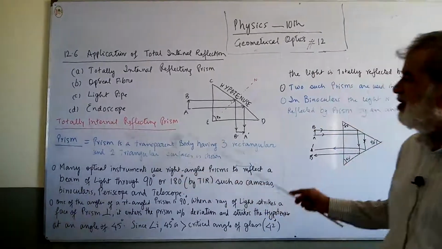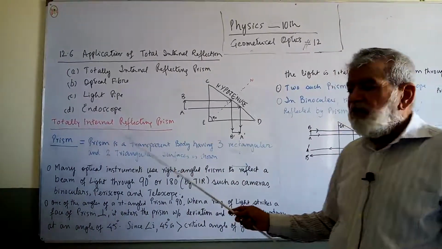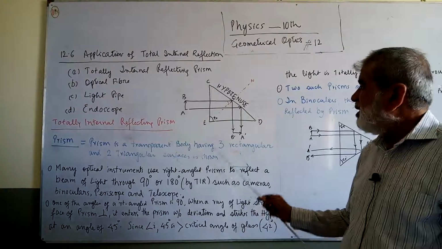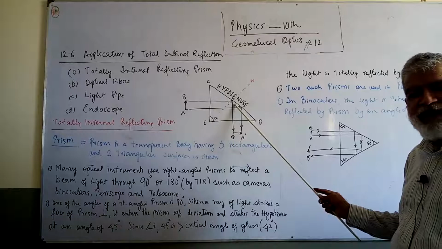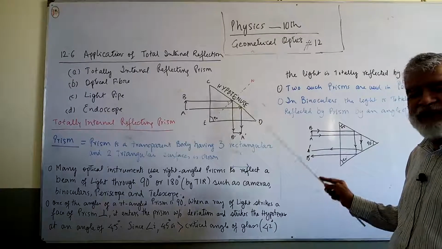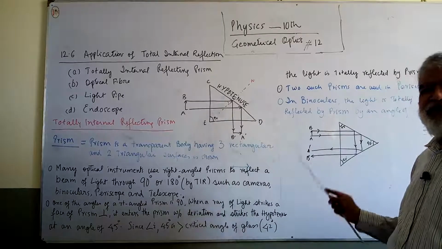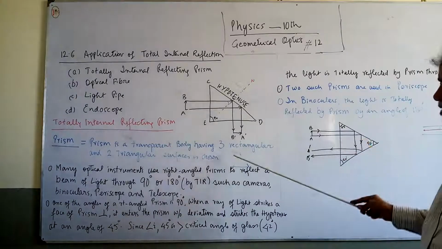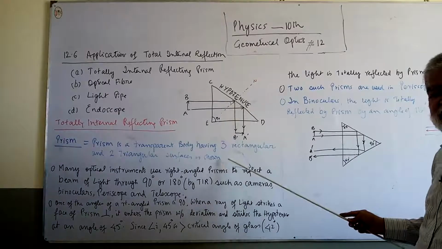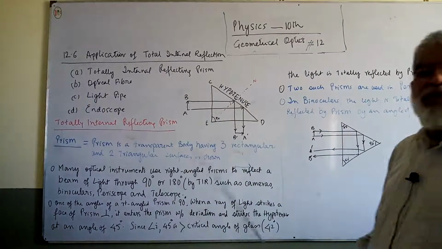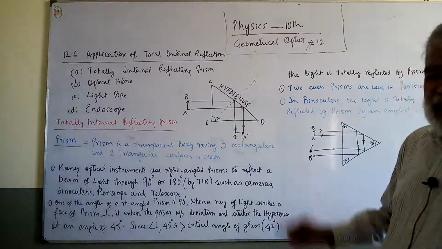In the totally reflecting prism, what you do is that a ray of light from here enters the body at an angle of 90 degrees, strikes the hypotenuse. Since the angle over here is 45 degrees, which is greater than the critical angle, it is reflected over here, and in this way the ray of light travels like this and you can see it very clearly. I'll come again.